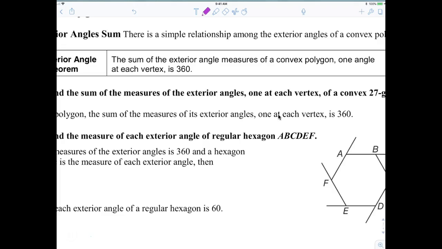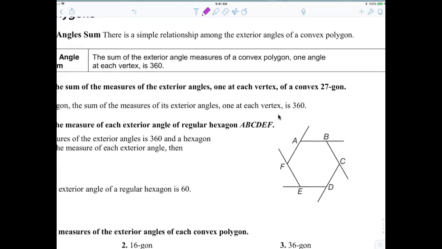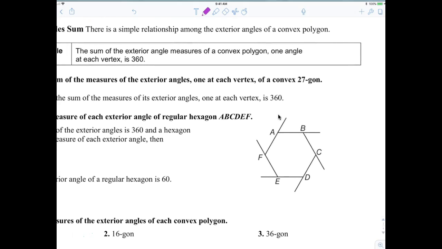Well, actually, let me rephrase that. No, it's just that they're equal on the exterior, right? All of the exterior angles. So it doesn't matter what type of convex polygon, they will always add up to 360. All right, so take a look at this though.